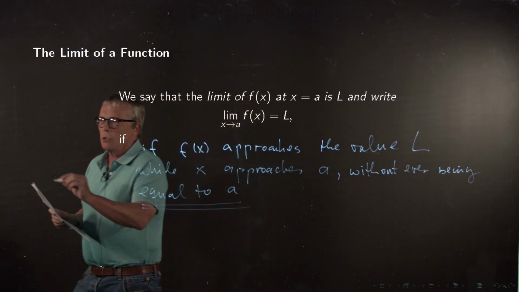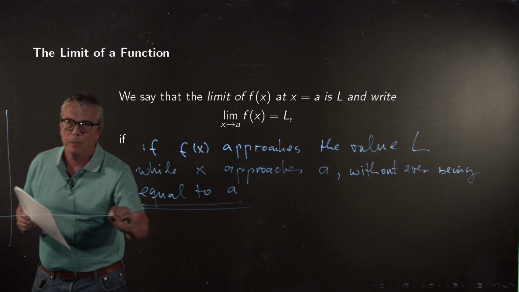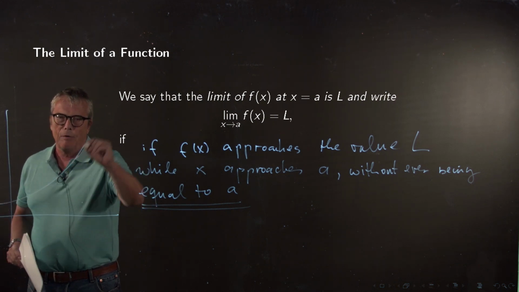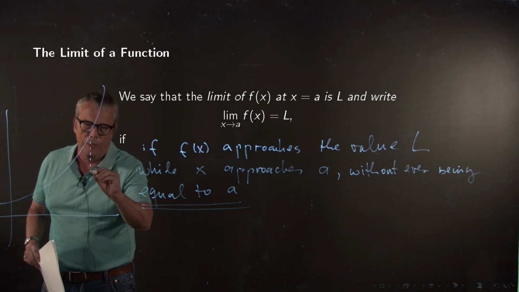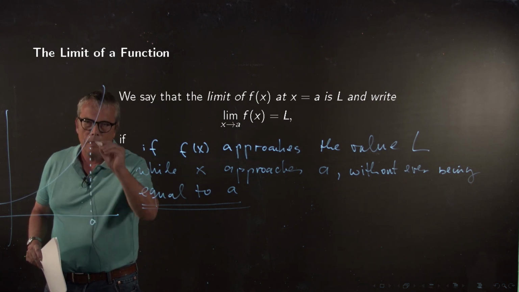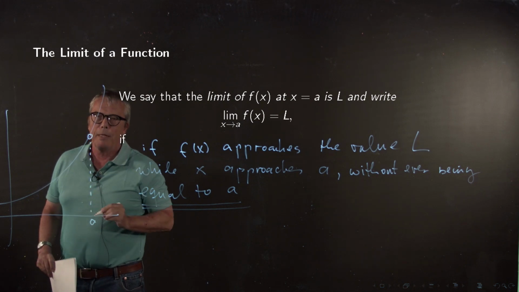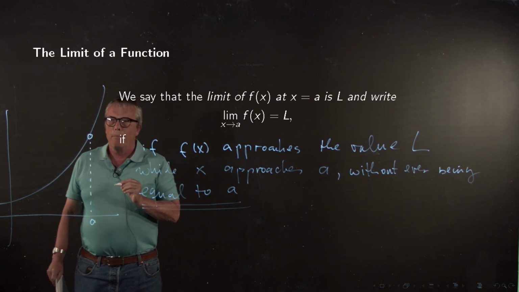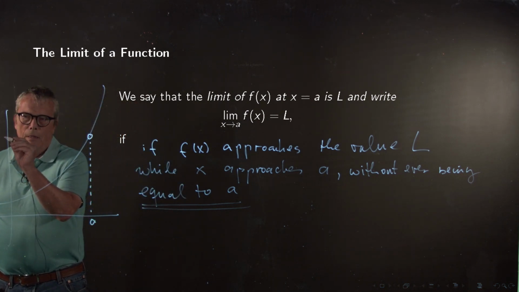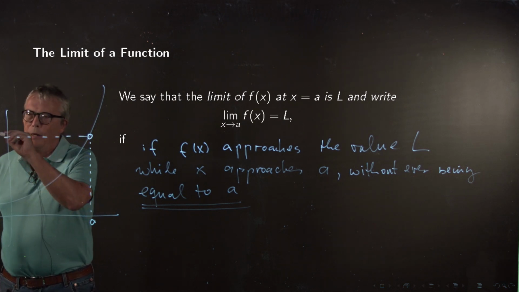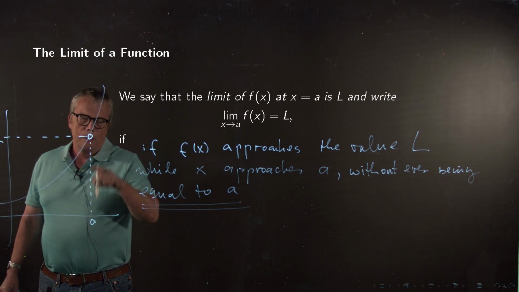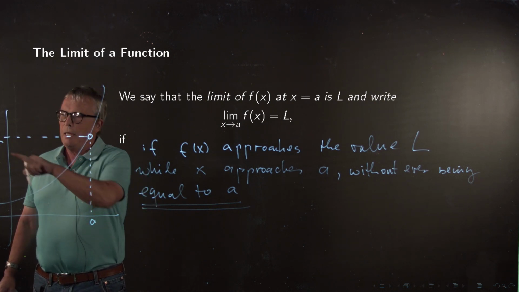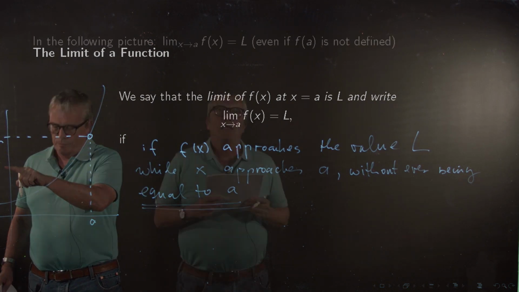So here, this is the typical picture. Let's say the function is not defined at this point a, but if this is the value L, it's still the limit of f of x for x approaching a equals L.